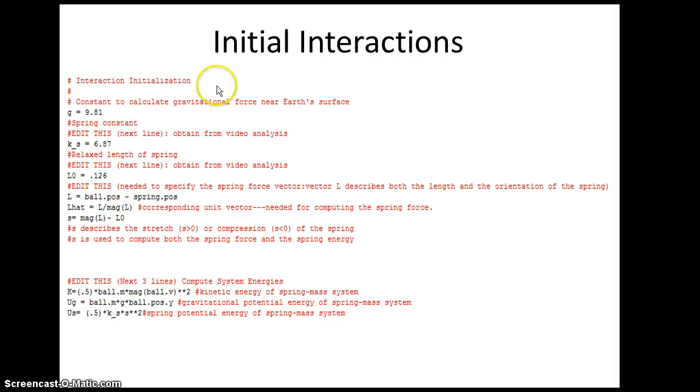In the interactions, it is important to add the gravitational acceleration, which is 9.81 meters per second squared, and we found the spring constant and the initial length of the spring, which I'll show you how to find later. Also included is L, which is the length of each interval, L hat, which is the direction of the mass, and S, which is the stretched length of the spring. The system's energies are the kinetic energy, the potential gravitational energy, and the potential spring energy, shown here in these equations.